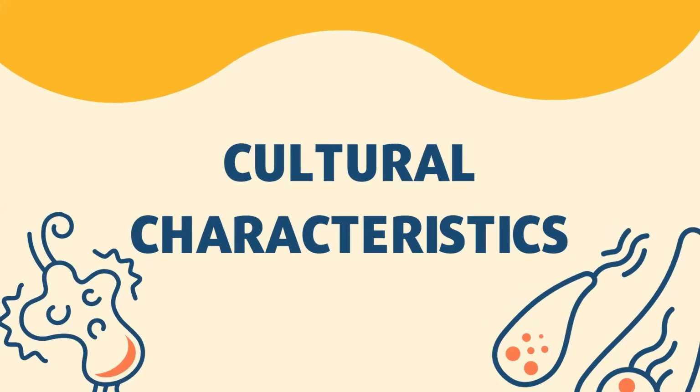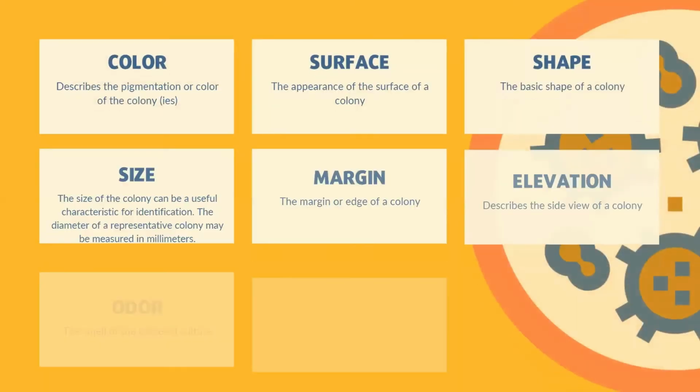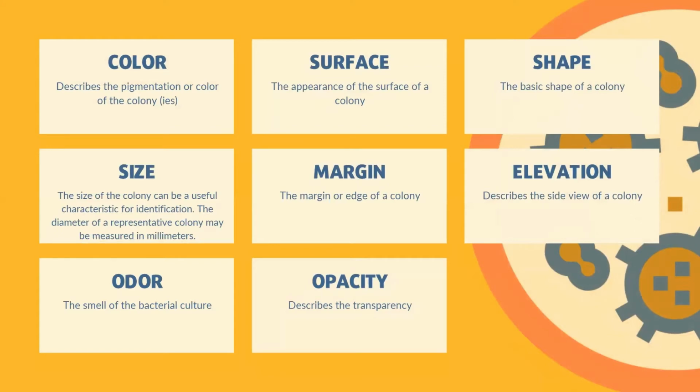The cultural characteristics are helpful in the identification of a certain bacteria species. These are the color, which describes the pigmentation of the colonies. Surface, it is the appearance of the surface of a colony. Like, how does the surface of the colony appear? Is it smooth, rough, wrinkled, or dull? Shape, it is the basic shape of a colony.